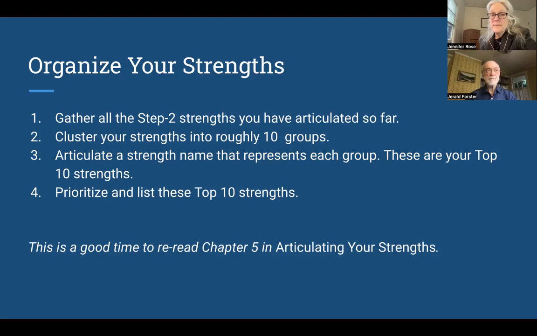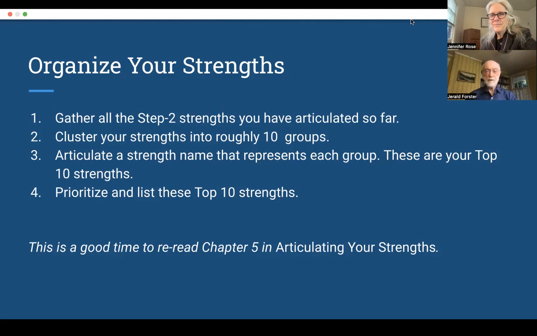All right. So if you need more support with this, please go to our book, Articulating Your Strengths. And this step is described in chapter 5. Anything else, Gerald? Nope, I think that does it.